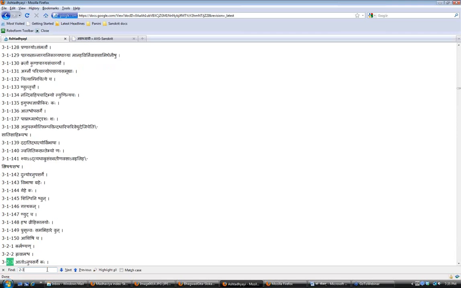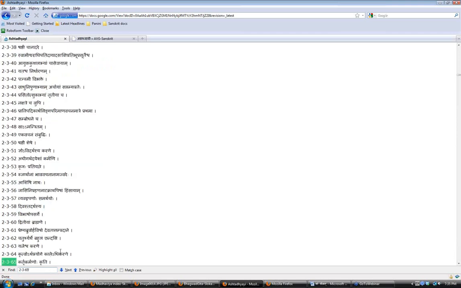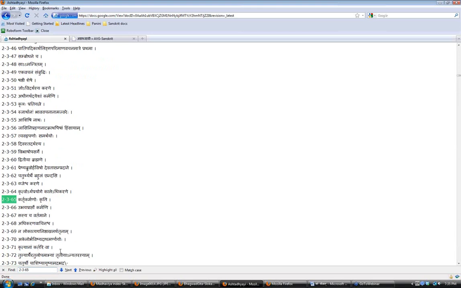2.3.65. Very important sutram, which is not known to many people, or is kind of a detail. So what does the sutram say? Kartru Karmanoho Kriti. Remember we are in this section from 2.3.50 onwards, so Shashti Ati Anuvartate. The anuvritti of Shashti is coming down here.